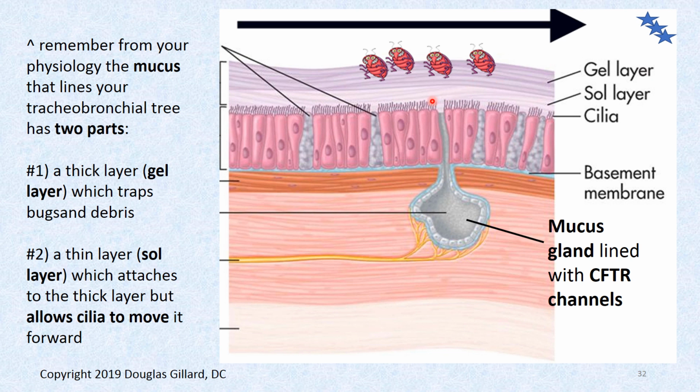So you actually have goblet cells. There's a goblet cell right there, and you have mucus glands. There's a mucus gland, and they secrete two types of mucus. They secrete a really watery mucus. This is where you really need those CFTR channels. That's called the thin layer of mucus, which is in lighter gray. It's thin enough that the cilia can still beat.